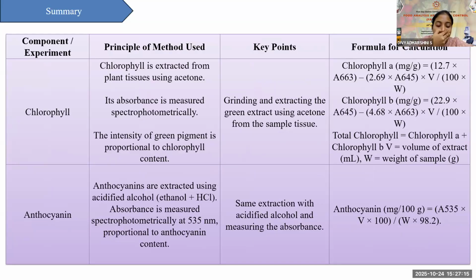Then the anthocyanin. The anthocyanins are extracted using acidified alcohol, which is ethanol plus HCl. Absorbance is measured at 535. I have used the alcoholic HCl extraction. The same will be followed, like measuring the absorbance with clear solutions.